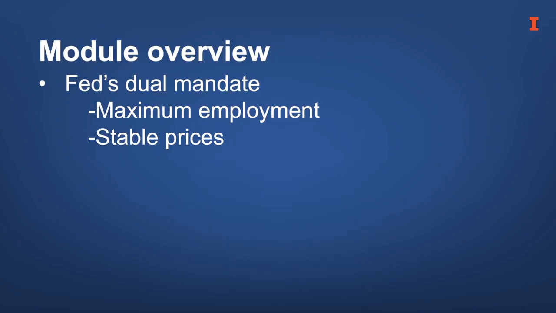The purpose of the Federal Reserve is to achieve maximum employment and stable prices. This is called the Fed's dual mandate. In an ideal world, the economy would have minimal inflation and everybody would have a job. However, that is not always the case.